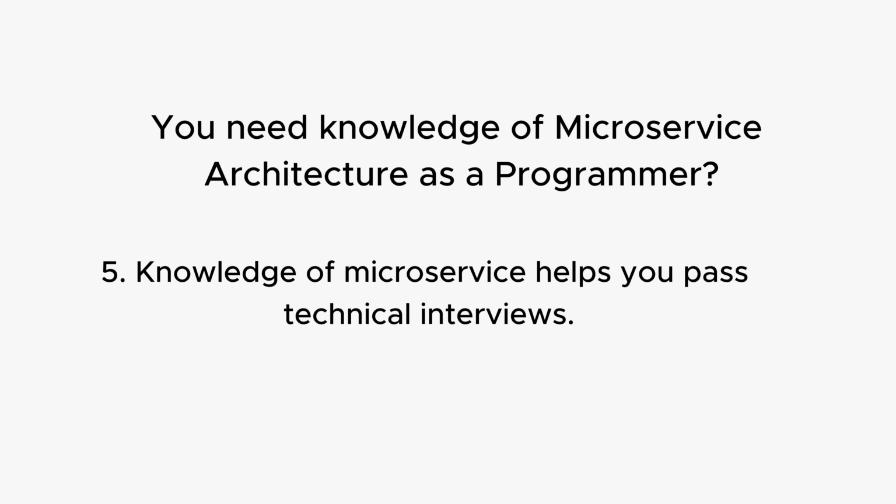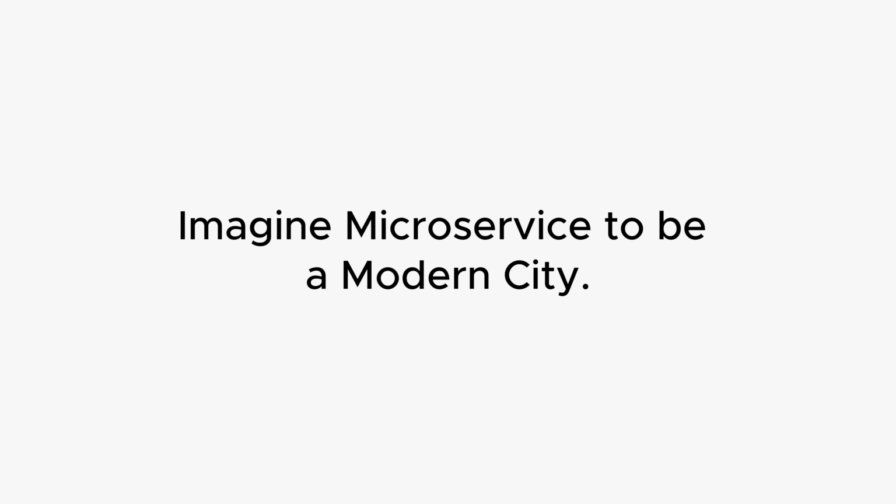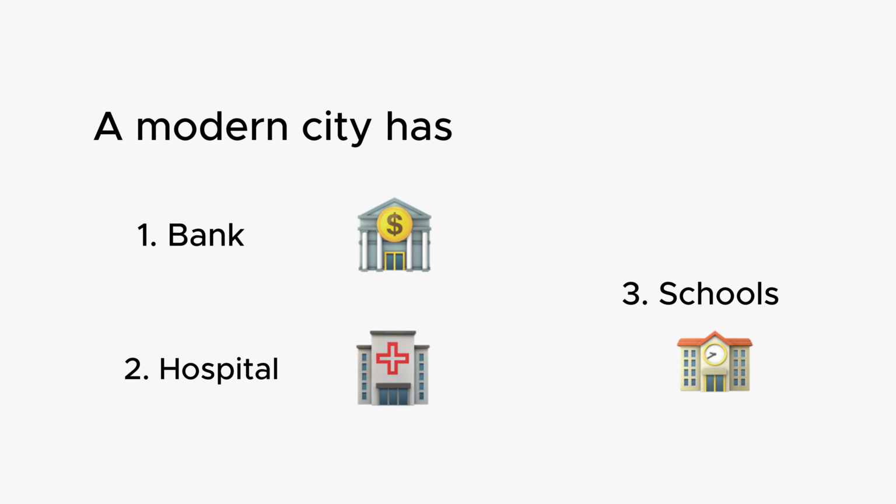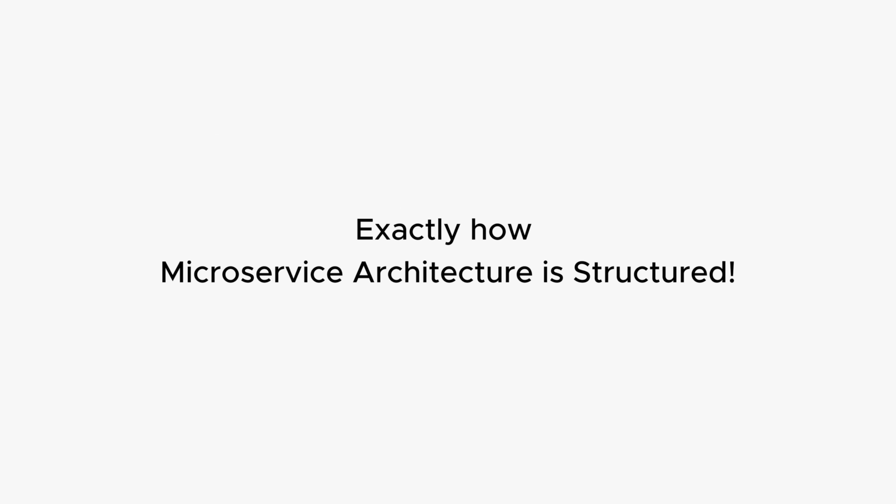Knowledge of microservices gives you a clear understanding of system design principles, and it is also a common topic in technical interviews. Now, you can liken microservices architecture to a modern city. A modern city, aside from having residential buildings, also has other independent and specialized buildings that are dedicated for specific activities, such as banks for financial activities, hospitals for taking care of the sick, schools for educational purposes, and the rest. This is exactly the same way microservices has different independent components with unique responsibilities.